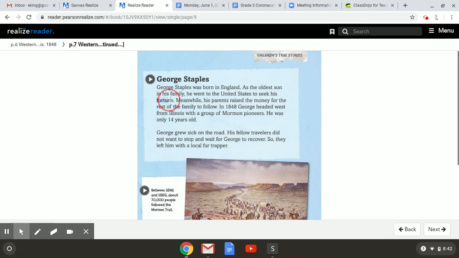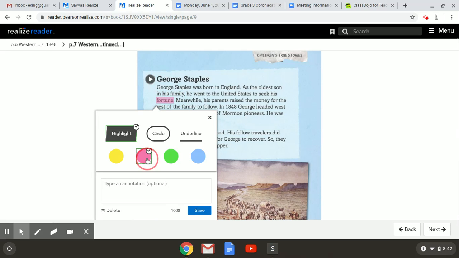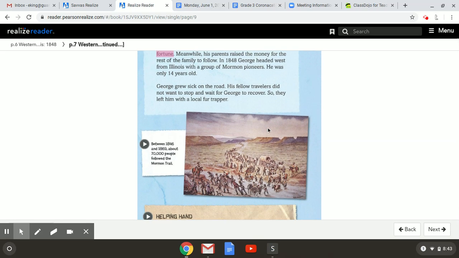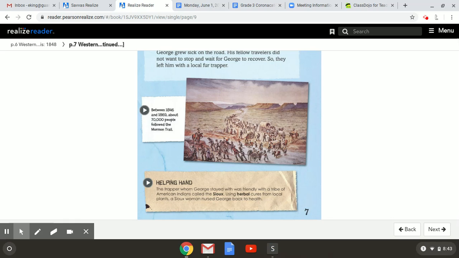Our vocab word on this page is the word fortune. We've probably heard this word before. He wanted to go to the United States to seek his fortune. A fortune is just a large amount of money. So he was trying to find probably gold or to just start a new life there, maybe a new business or something as a young businessman.